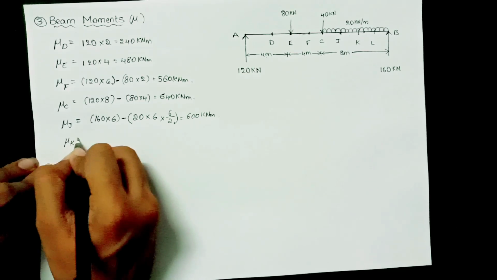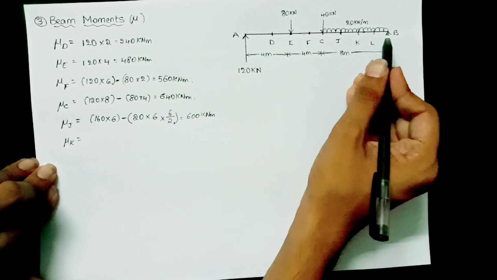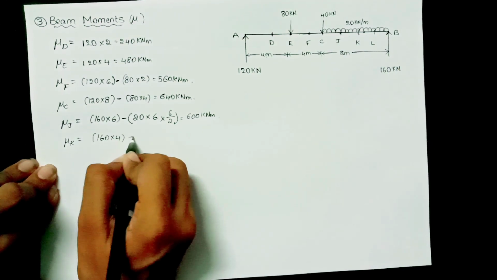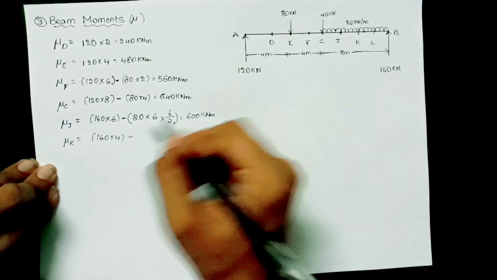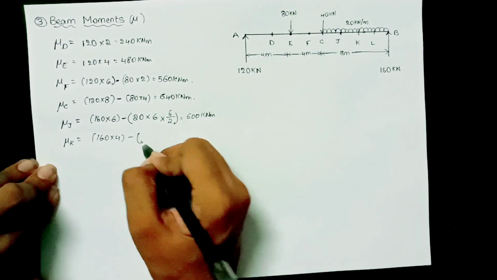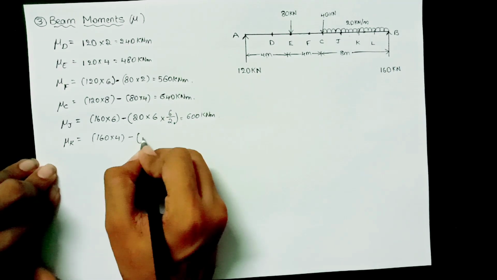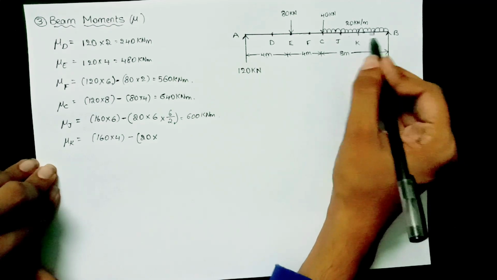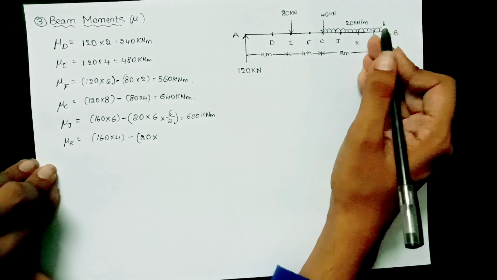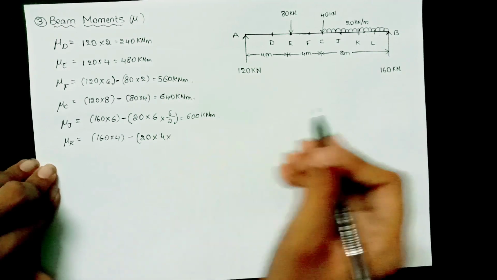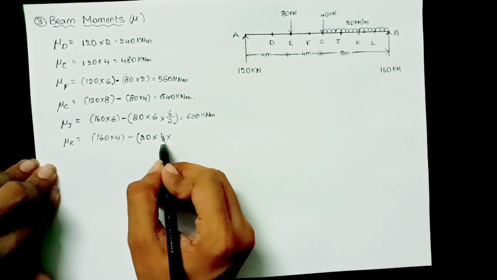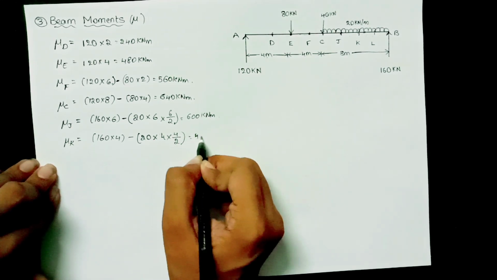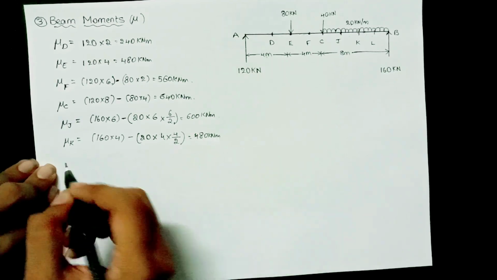Now mu K, that means here again 160 into perpendicular distance is 4. 160 into 4, again we are having UDL, it is hogging moment, so minus, again the same formula, intensity of UDL into, that means intensity is same 20, into length of UDL, this time it is 4 meters. Towards right side it is 4 meters, so 4 into distance from point to center. If total span is 4 meters, then center span will be 4 by 2. So the value is 480 kilonewton meter.